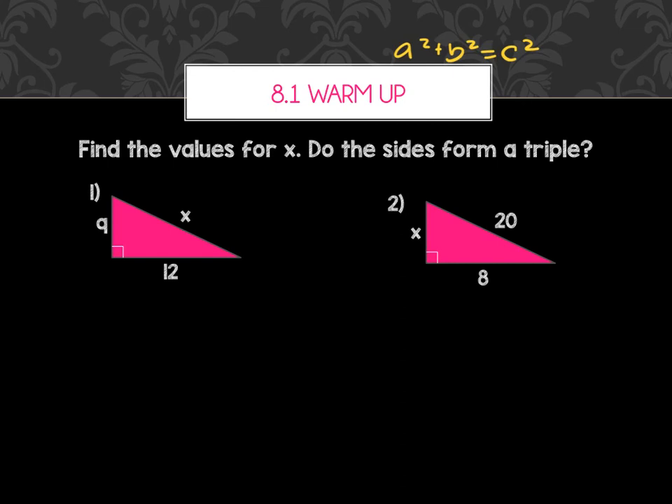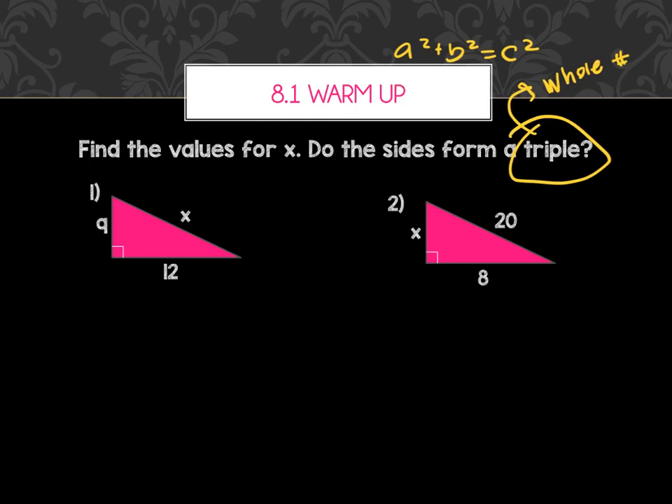You're learning something new, but we're still simplifying radicals, which is where we got to practice. So when you look at number 1 and 2, it says find the values for x and then do the sides form a triple. How do you know if something forms a triple? You have to add 3 sides. They all have 3 sides. A squared plus b squared is always going to equal c squared in these. But what makes it a triple? What kind of numbers? Whole numbers. They all 3 have to be whole numbers. You can't have any decimals or fractions in order for it to be a triple.